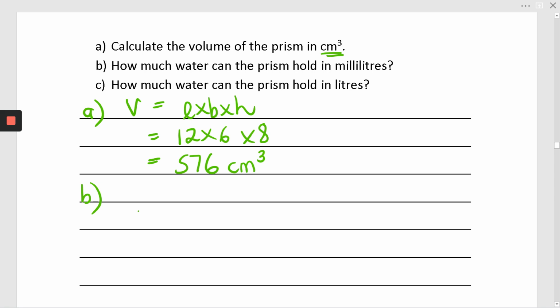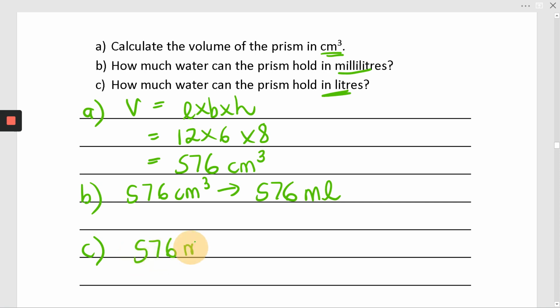The next question is asking me to convert to milliliters, and this goes back to the spoon of salt and the sugar cube, which are the same, remember? So my cubic centimeters is my little sugar cube, and my spoon of salt is the milliliters. So actually, 576 cubic centimeters is exactly the same. 576 milliliters.